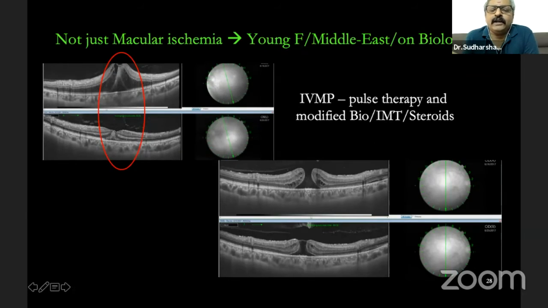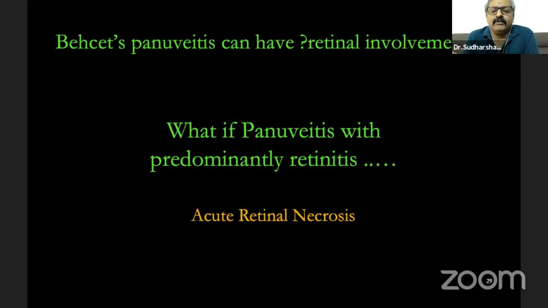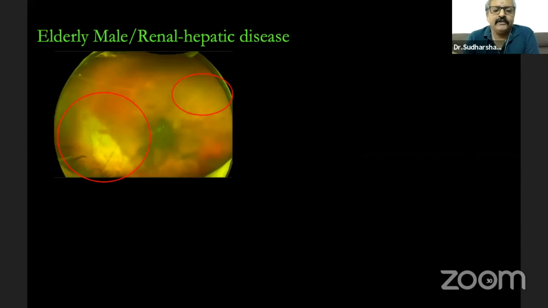So on and off, you need to treat the acute exacerbation with steroids or biologicals, but always maintain them on long-term immunomodulators. So if you have a retinal involvement in Behçet's, but what if you have a panuveitis with predominantly retinitis? The equivalent disease in the infective part for Behçet's is acute retinal necrosis.